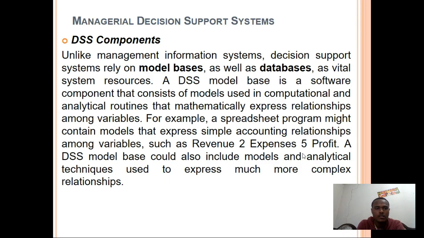DSS components. Unlike a management information system, a decision support system relies on a model base as well as databases as vital system resources. A DSS model base is a software component that consists of models used in computational and analytical routines that mathematically express relationships among variables.